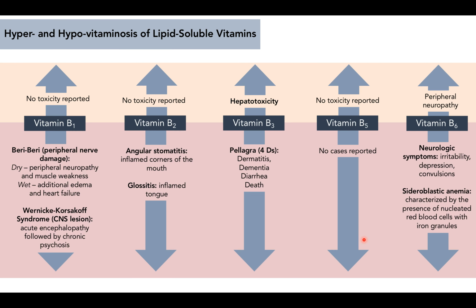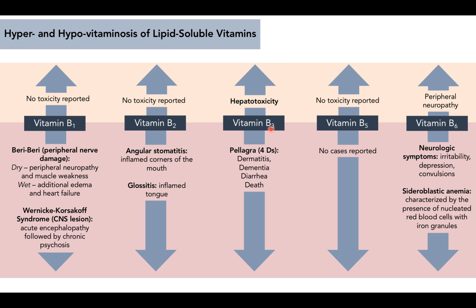Now, this is the result of hyper- and hypovitaminosis of the water-soluble vitamins. In vitamin B1, excess has not been reported, but deficiency of vitamin B1 causes a condition called beriberi, or peripheral nerve damage. If we recall, vitamin B1 is also involved in neurotransmitter synthesis. So when you have a lack of B1, that can cause peripheral nerve damage called beriberi. If this progresses, it can cause a central nervous system problem called Wernicke-Korsakoff syndrome, which is an acute encephalopathy followed by chronic psychosis. And vitamin B2 toxicity has also not been reported, but a deficiency in vitamin B2 can cause angular stomatitis, in which the corners of your mouth get really inflamed and painful, and also an inflamed tongue, known as glossitis.